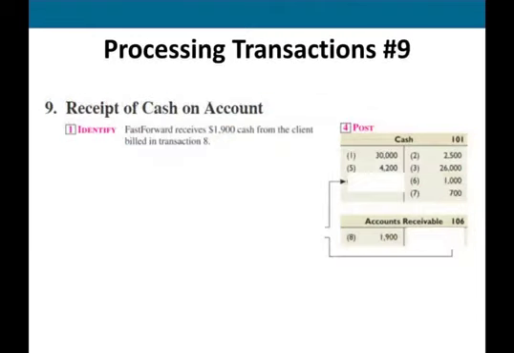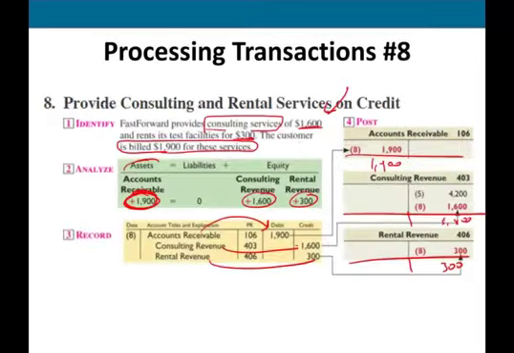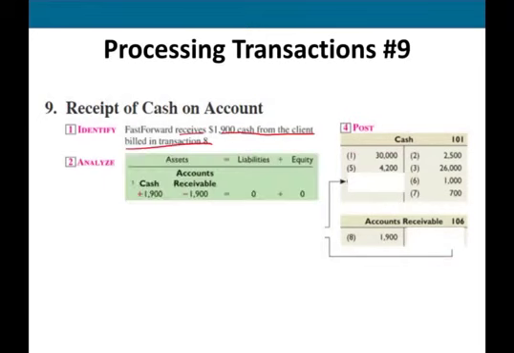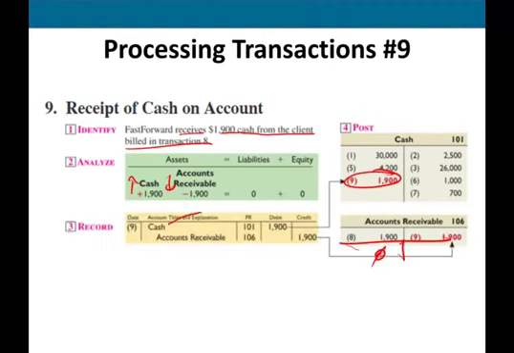Transaction 9, receipt of cash on account. Fast forward, receives $1,900 cash from the client, billed in 8. Well, this client pays really quick. We bill them here. This is when we bill them. Now they paid the bill. If they paid the bill, they paid the bill with cash. Cash will go up. Accounts receivable will go down. They're both assets. If cash goes up, I'm going to debit cash. Accounts receivable is an asset. It's going to go down. Now my balance in accounts receivable is back to 0. Now they don't owe me anything. And this is the entry. I debit cash, credit accounts receivable.